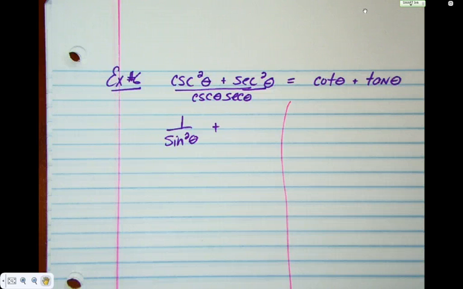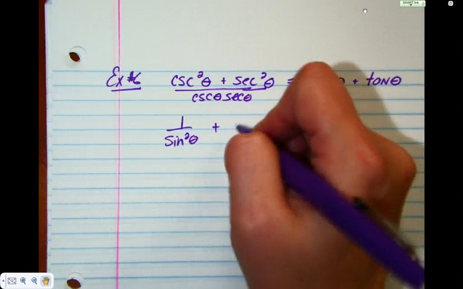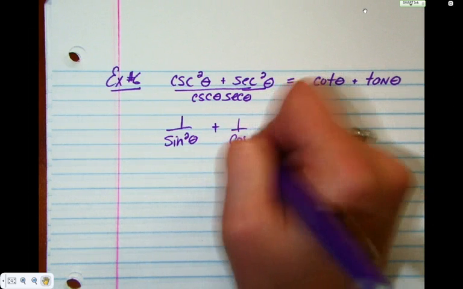Then I'm going to do the same with secant. So secant is equal to 1 over cos. So secant squared is equal to 1 squared over cos squared, which equals 1 over cos squared.